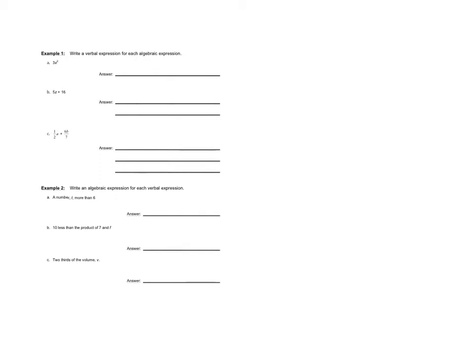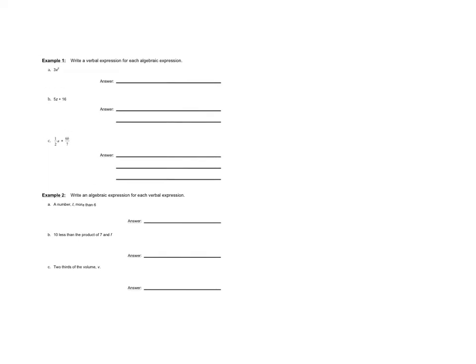So example 1a, write a verbal expression for the algebraic expression. We could have varying answers for this depending on the vocabulary that we choose from the chart on the previous page. So for instance, 3x squared, well that's like 3 times x squared. So that's one option that I could write, 3 times x squared. I could also write the product of 3 and x squared, or I could write 3 multiplied x to the second power. All of those would work.